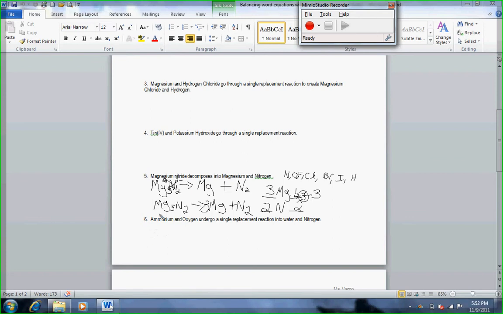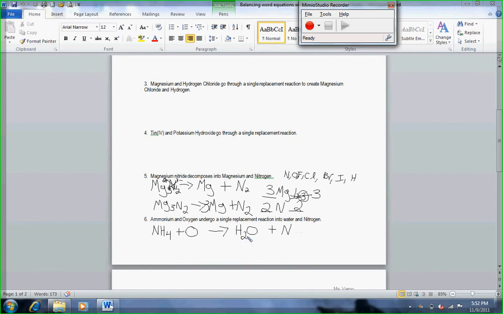Ammonium. Now this is a completely foreign word unless you look on your cheat sheet. Ammonium on your cheat sheet is NH4. Ammonium, and means plus, oxygen, undergo a single replacement reaction into water, and we all know water is H2O, and nitrogen. Okay, that's our first step, reactants and products.